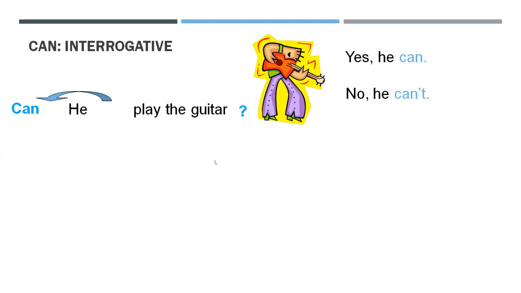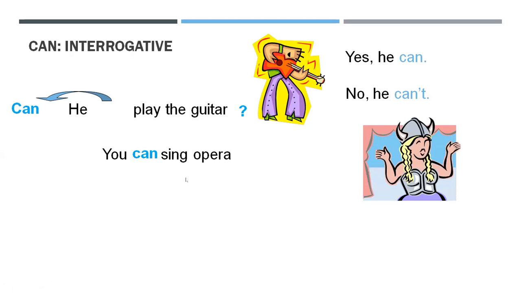Okay, questions. He can play the guitar. So how do we make the questions? We invert the order, right? Can he play the guitar? Yes, he can. And remember that this is the same rule for could. Esta es la misma regla para could también. Could he play the guitar in the past? Lo que cambia ahí sería el tense, el tiempo.